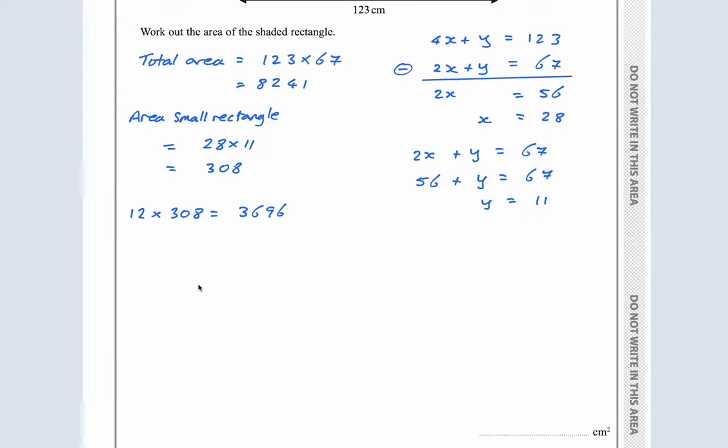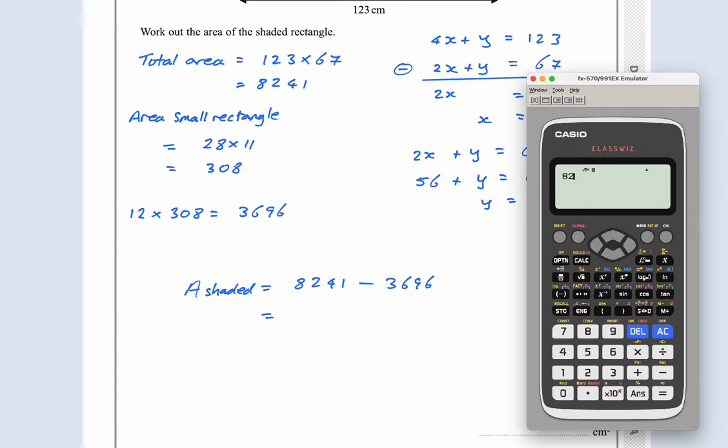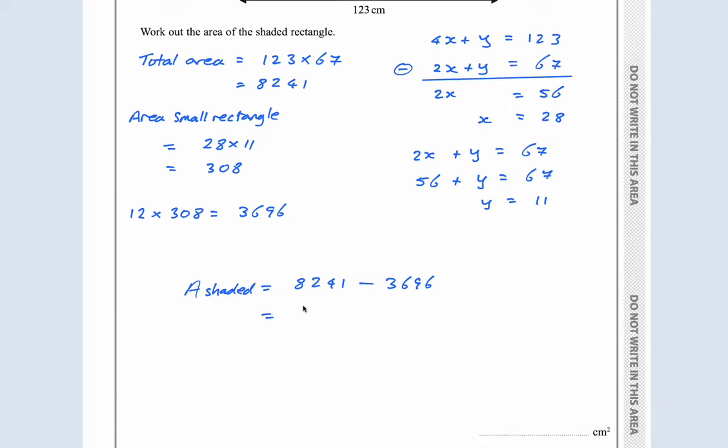So shaded area equals the total, which is 8241, minus all the tiles, which is 3696, and I get 8241 minus 3696, 4545 centimeters squared. I'll put that here. Okay.